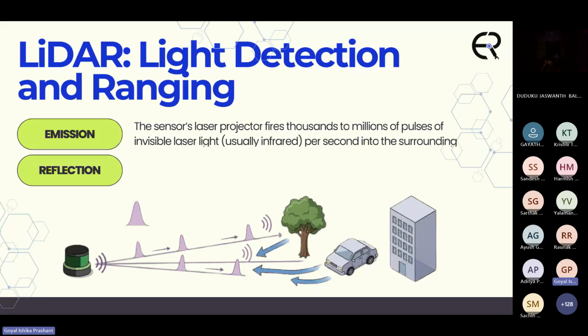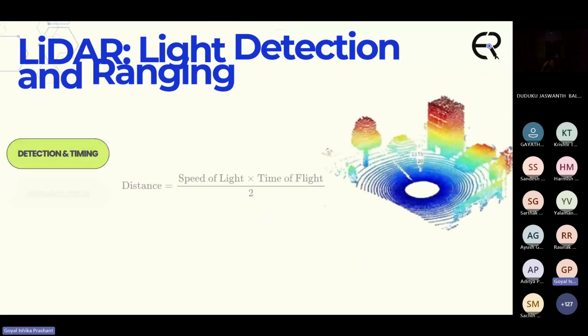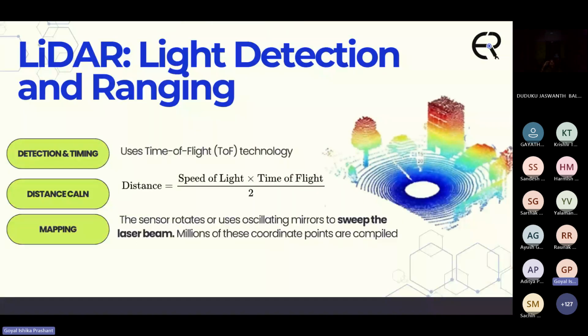The second kind of sensor that it can use is LiDAR. Now, LiDAR stands for light detection and ranging. So, LiDAR also works on the time of flight technology that we discussed in depth camera, right? So, first, the step is emission, where the sensor will project thousands to millions of pulses of laser light into the surrounding. These then get reflected by the objects, which is then used to calculate the distance.